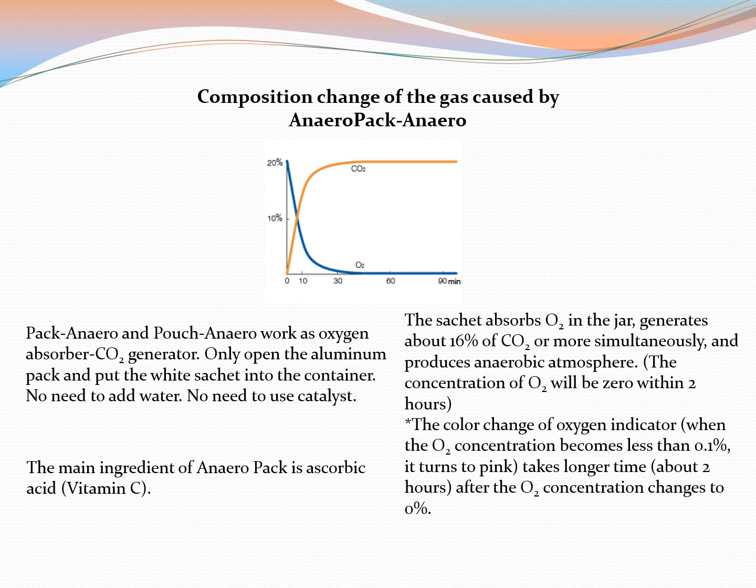To create the anaerobic environment, we do that very similarly to how we create a capnophilic or microaerophilic environment. We take the anaerobic pouch and place it inside of the anaerobic jar, and we add a sachet. That sachet absorbs oxygen in the jar and generates about 16% CO2 or more simultaneously, and produces an anaerobic atmosphere. This usually happens within about 2 hours or so for it to get down to 0% oxygen.